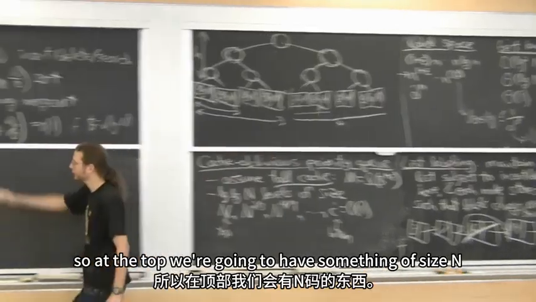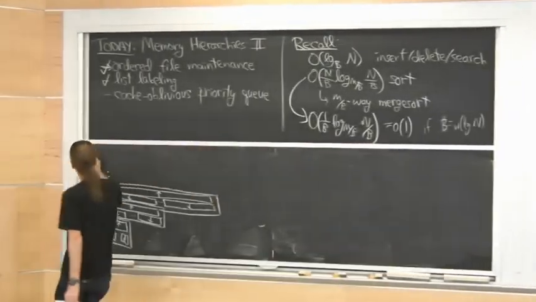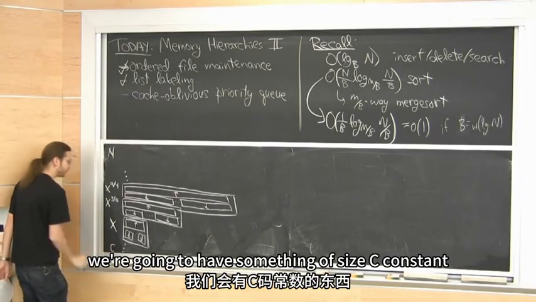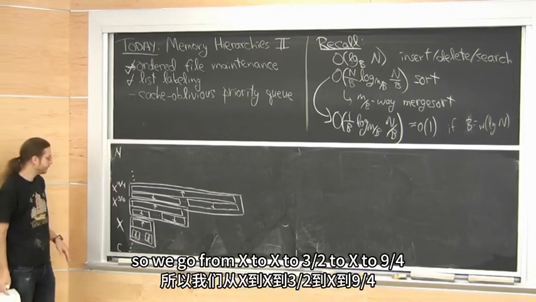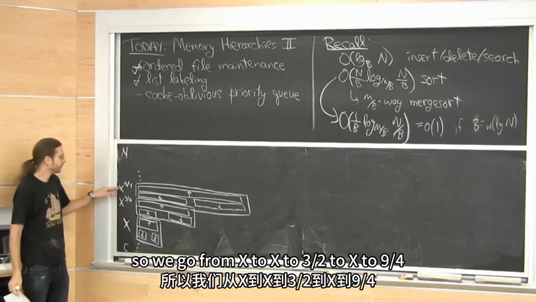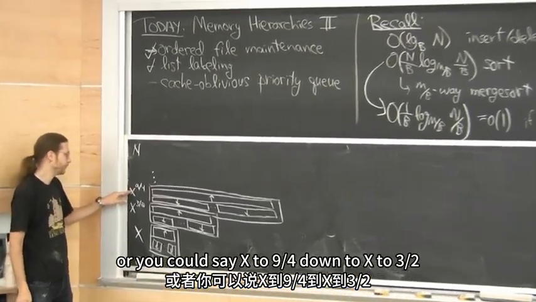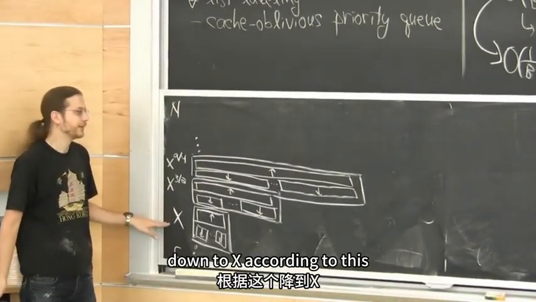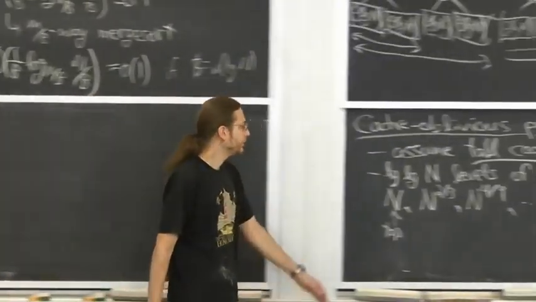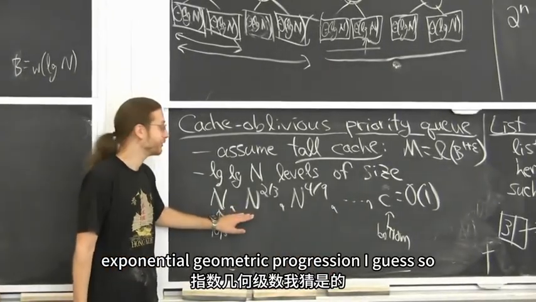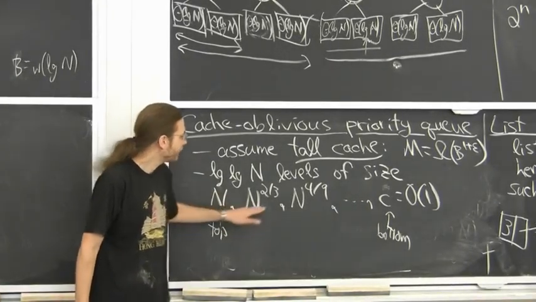Okay, so at the top we're going to have something of size n. And at the bottom, we're going to have something of size c, constant. And what I've drawn is the generic middle part. So we go from x to x to the 3/2 to x to the 9/4. Or you could say x to the 9/4 down to x to the 3/2 down to x, according to this exponential geometric progression, I guess. So that's how they go.